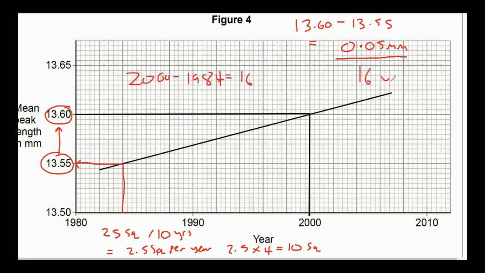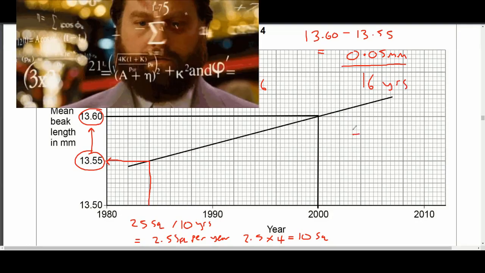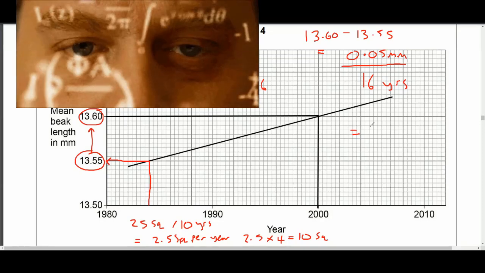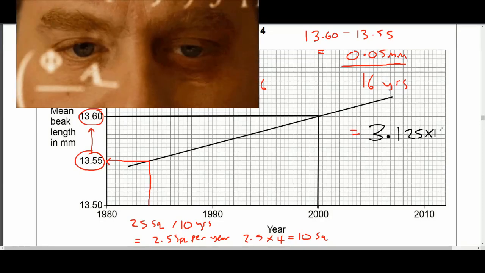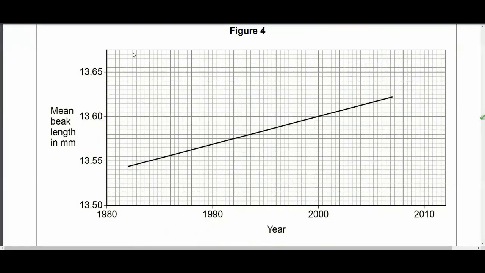And that's 2000 minus 1984, which is 16 years. So we do 0.05 millimeters divided by 16 years, and we're going to get 3.125 times 10 to the minus 3, or 0.003125 millimeters. And that's your rate of change in millimeters per year. All right, let's move on.